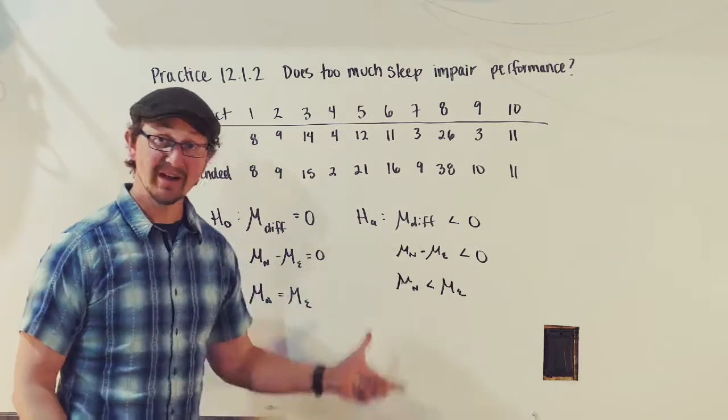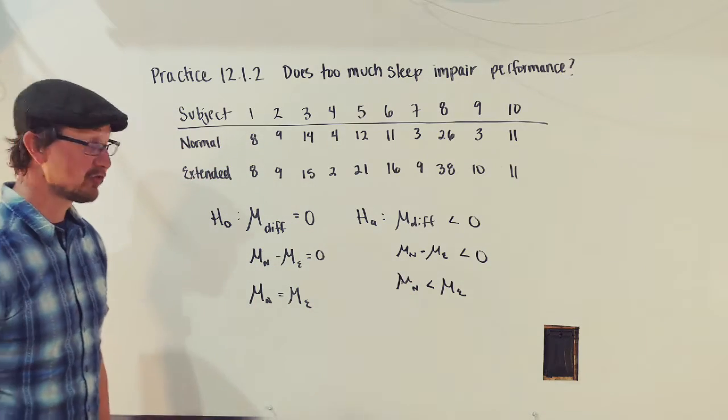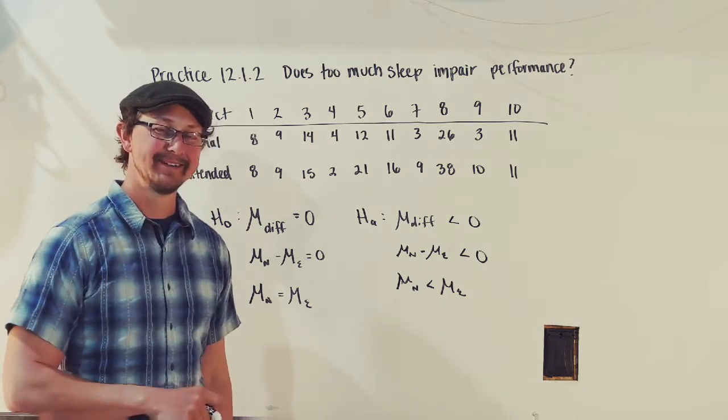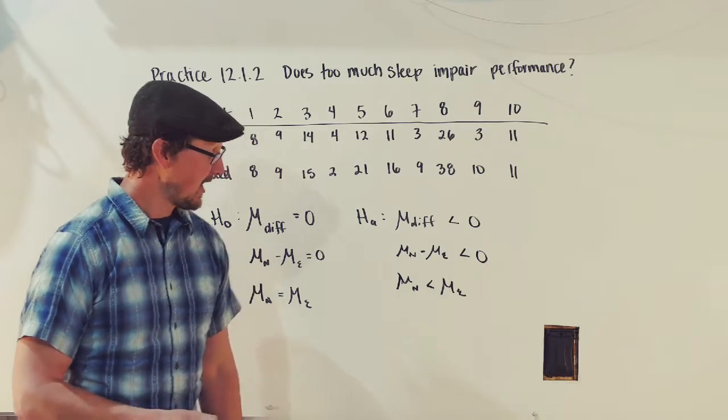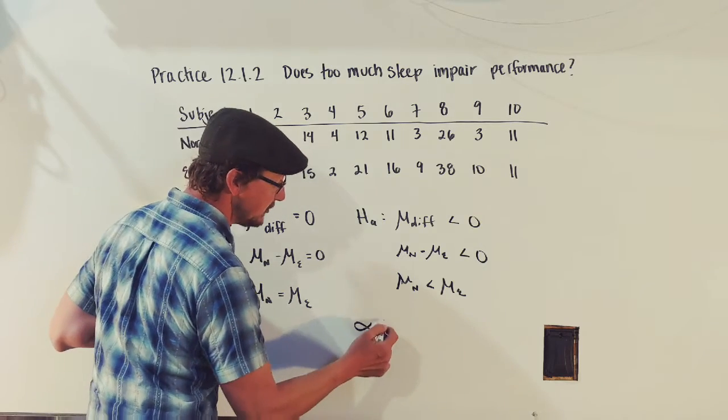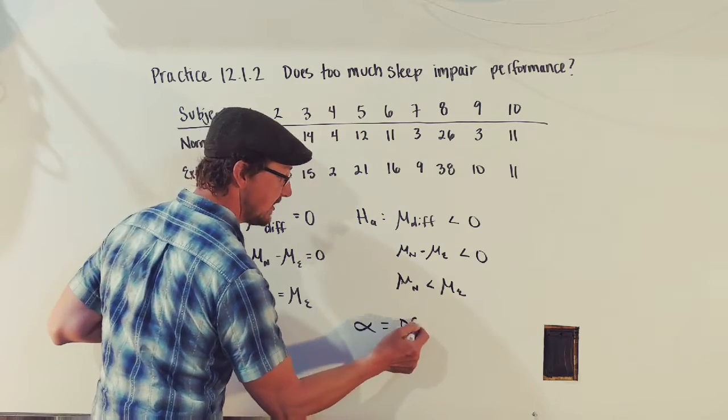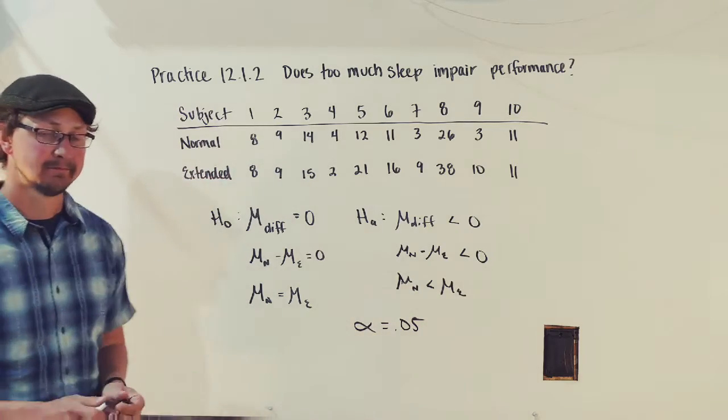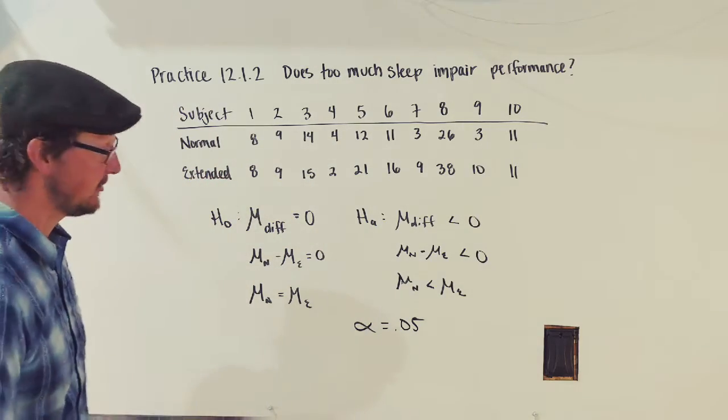So you pick any one of these in order to show your null and alternative hypothesis. Just because you always want to go into it with a known alpha, we're saying 0.05. All right, I'll erase and we'll get to the calculations.